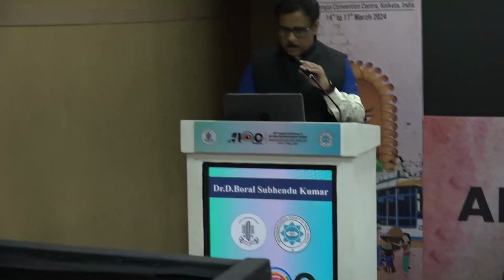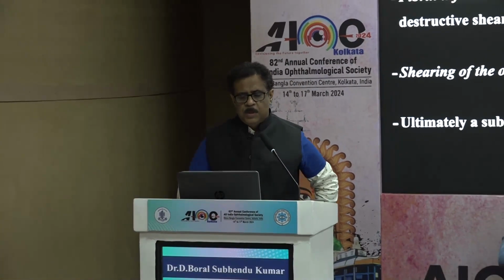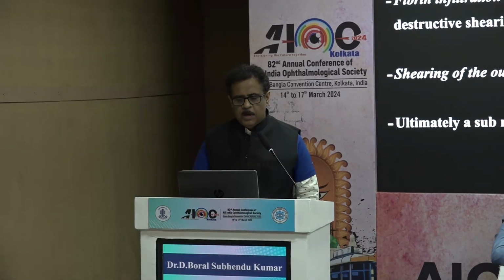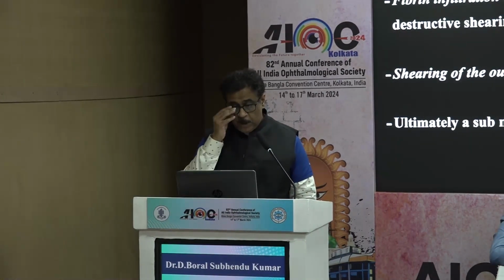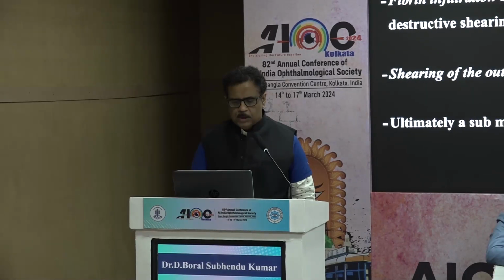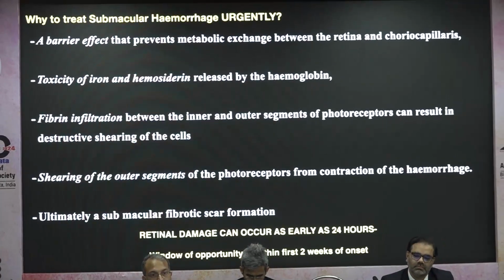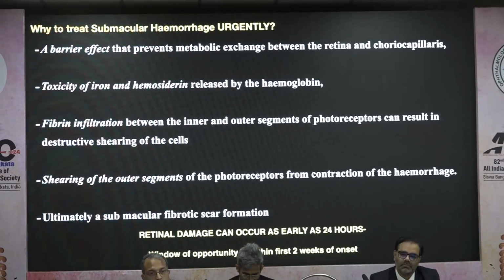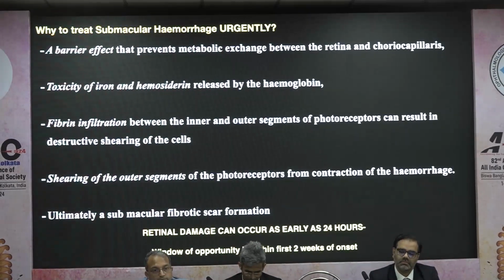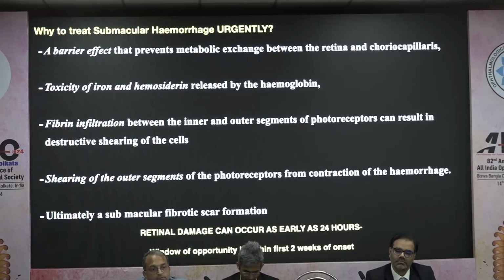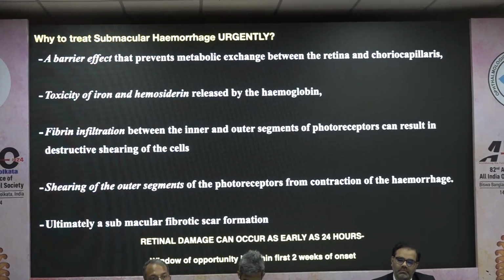So I will summarize what is the primary goal of doing this kind of radical surgery in massive submacular hematomas. We should know why to treat this submacular hematoma urgently, because of its barrier effect, toxic effect of the iron and hemosiderin, fibrin infiltration between the inner and outer segments of the photoreceptor, shearing of the outer segments of the photoreceptor from the contraction of the hemorrhage, and ultimately submacular fibrotic scar formation. So retinal damage can occur as early as within 24 hours, and the window of opportunity is within first 2 weeks of onset.